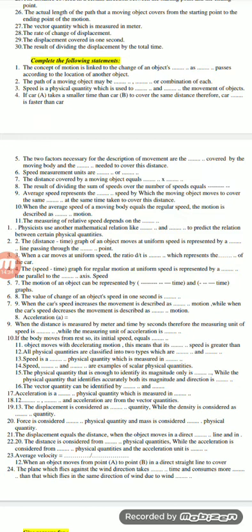Number 10. When the average speed of the moving body equals the regular speed, when average speed equals regular speed, the motion is described as uniform motion.